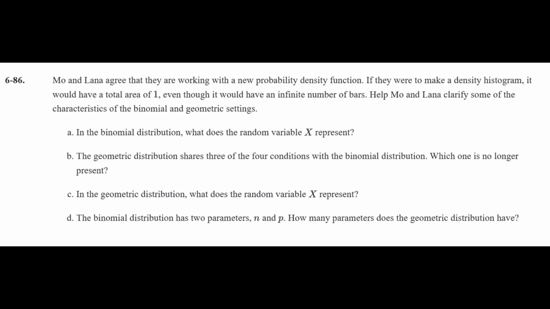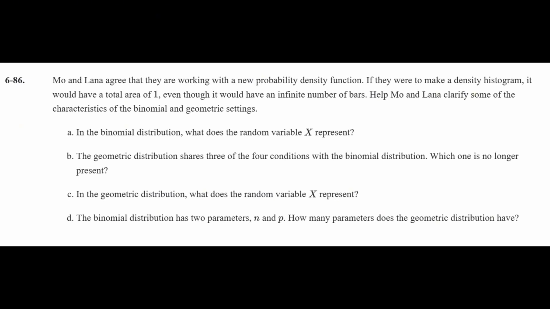B, the geometric distribution shares 3 of the 4 conditions. Which one's no longer present? That'd be fixed trials because we're trying to figure out which one is my first success. C, in the geometric distribution, what does the random variable x represent? It represents the trial number it takes to get our first yes.